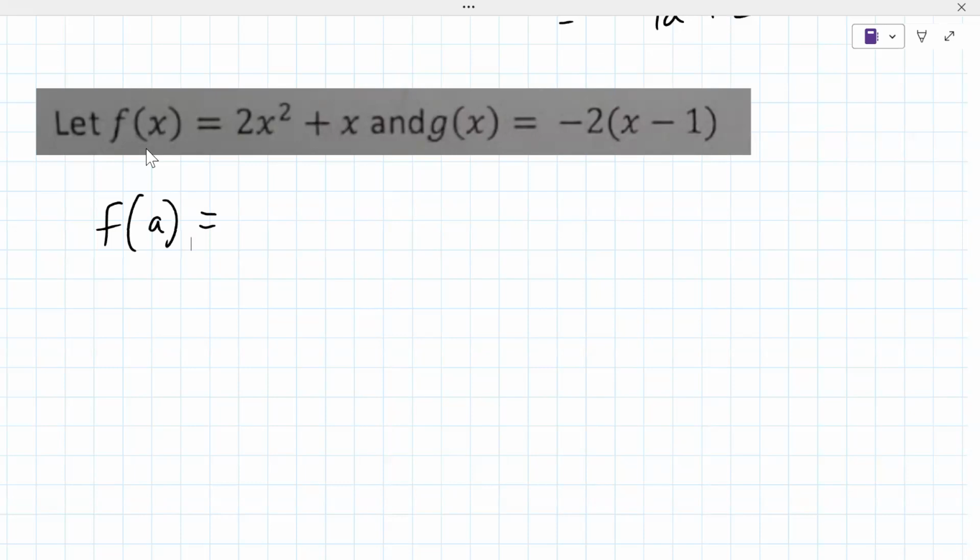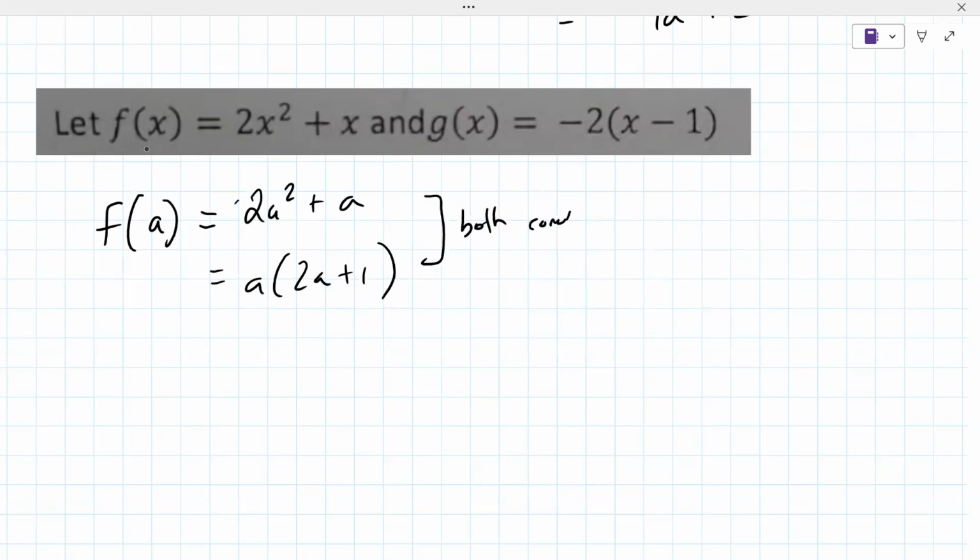We got f of a equals a in parentheses 2a plus 1. So you factored out an a from both. Is that right? Yeah. Okay, see, these are both correct, but you didn't have to do factoring. Okay, so that makes sense. Could you calculate f of 3a now for us, please? F of 3a, and no factoring.